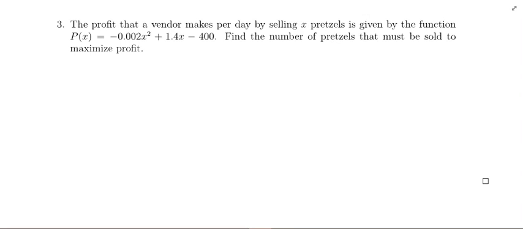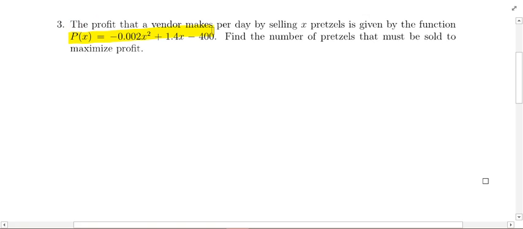Example 3. The profit that a vendor makes per day by selling x pretzels is given by the function P of x is equal to negative 0.002x squared plus 1.4x minus 400. Find the number of pretzels that must be sold to maximize profit. All right, so we have a quadratic function here.